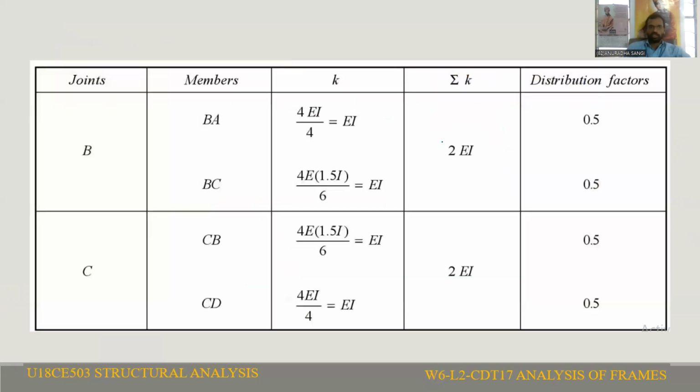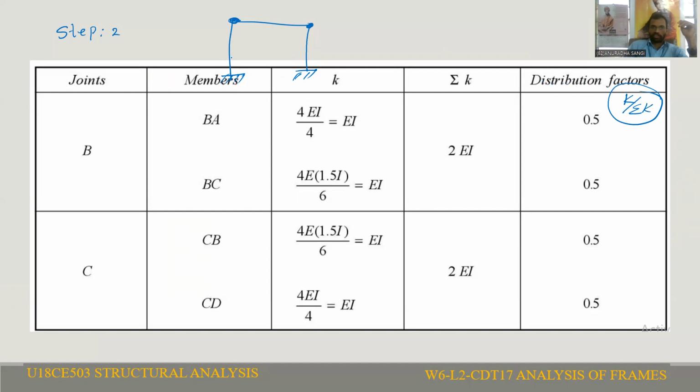Okay. After that, in step 2 of the moment distribution method of analysis, we have to calculate the distribution factors. The distribution factor depends upon the stiffness of the member. We have to calculate the member stiffness first, then the joint stiffness. After that, distribution factor is equal to member stiffness by joint stiffness. That is the formula for the calculation of distribution factor.